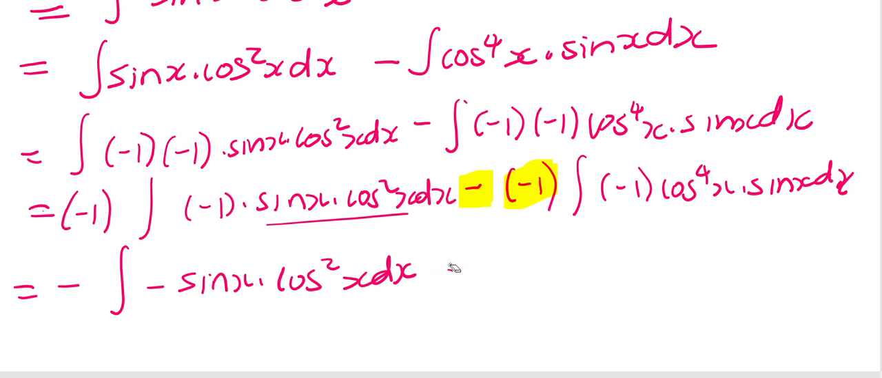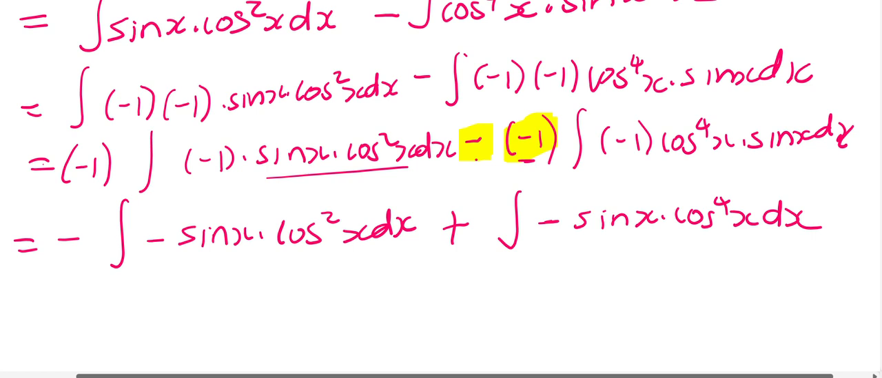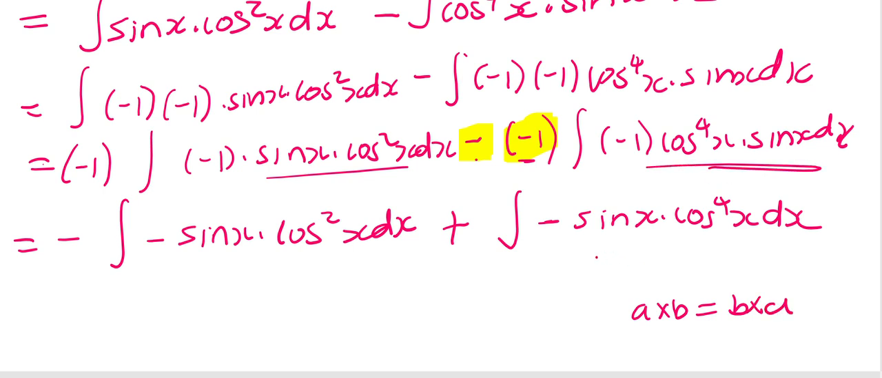Okay, I need to erase. So negative times negative becomes positive. So this is the integral we can then write as sine of x times cos 4x dx. Now one can say, why did I swap position? Remember, a times b is the same as b times a. So I didn't do anything illegal in mathematics here by just swapping the position.